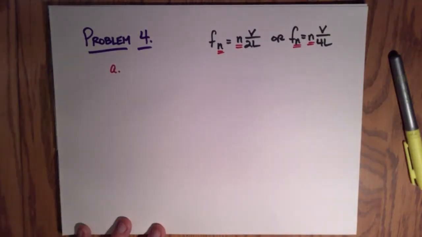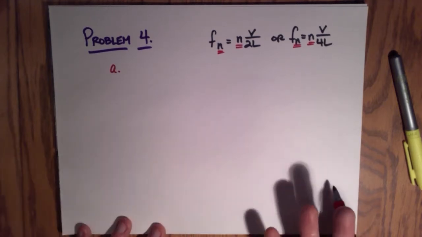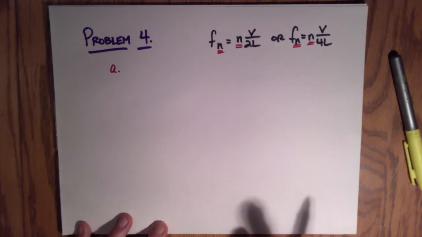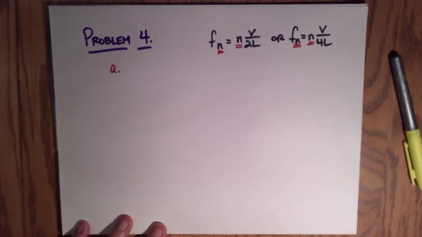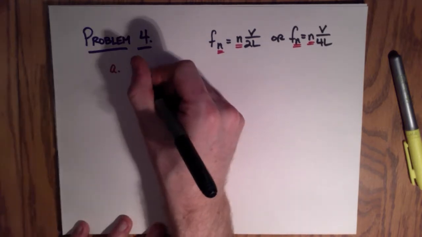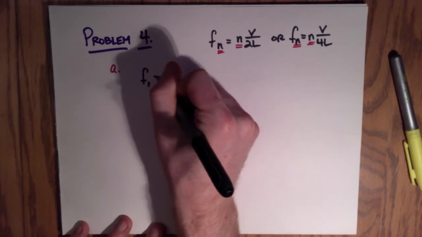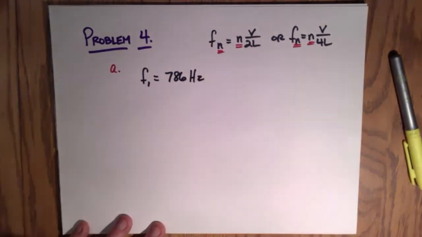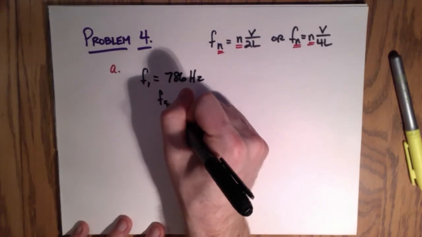If you find your fundamental frequency, well, F3 is just 3 times that frequency. F5 is 5 times that frequency. F7 is 7 times, and so on and so forth. So if we take a look here at problem 4, we're being given that the first harmonic, which would be F1, is equal to 786 hertz. And what they're asking for is, what is the third harmonic?